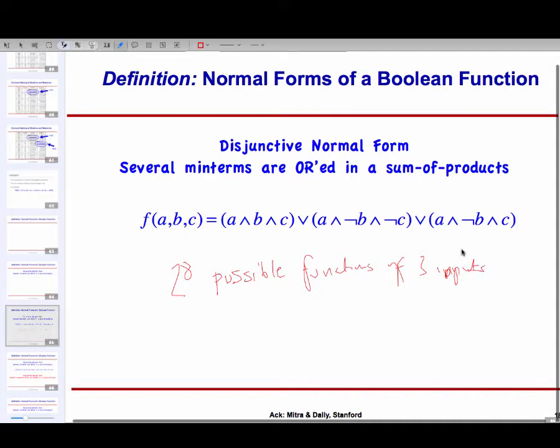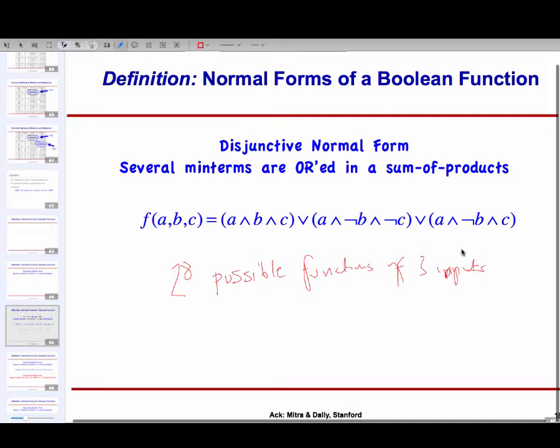It includes some trivial functions, like a function called f(a,b,c) equal to 0. It includes also the trivial function f(a,b,c) equal to 1. So what is the function f(a,b,c) equal to 0? It includes none of the minterms. f(a,b,c) equal to 1 is the function which ORs all the possible 8 minterms. And then of course we have the other possibilities. So this particular function we have out here is just one of 256 possible functions that exist of 3 inputs.